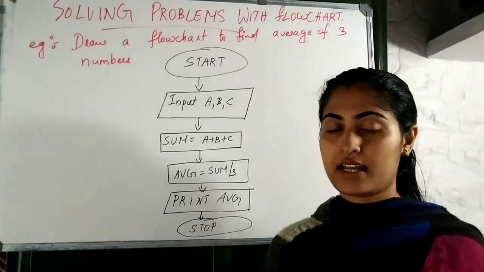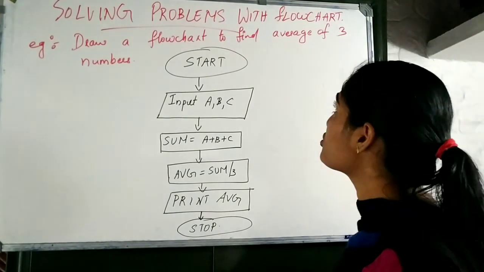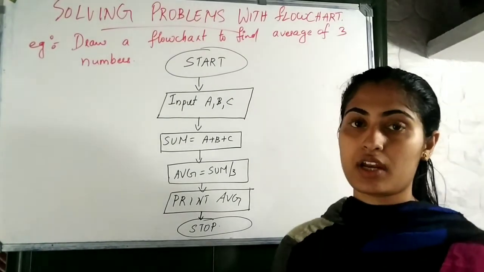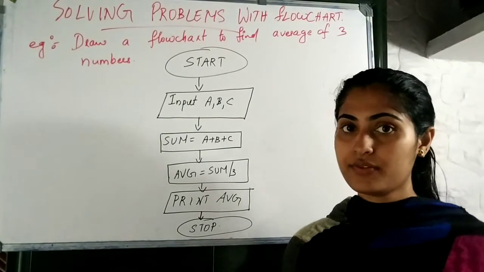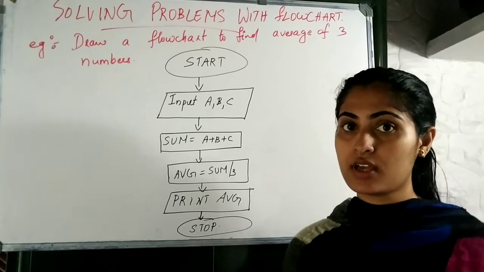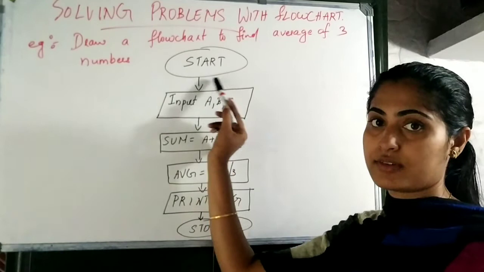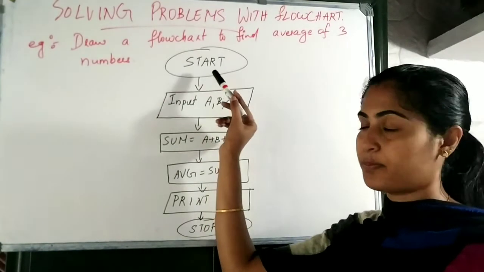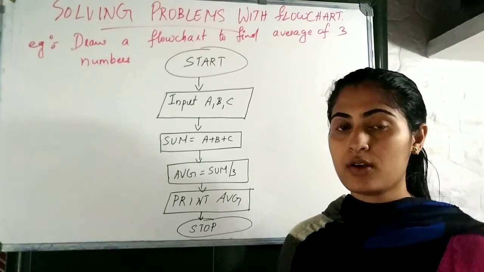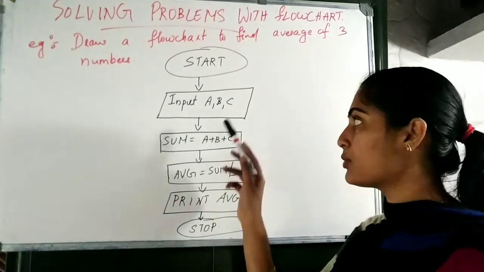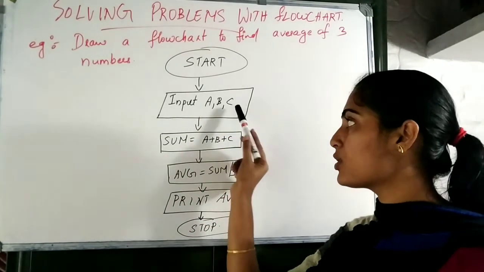Next, let us see an example of a flowchart. I want to draw a flowchart to find the average of three numbers. We have seen the algorithm for finding the average of three numbers. The first step was start. So here we use the symbol for start, that is the oval shape. Then the second step was to input A, B, C. For inputting use a parallelogram. Inside that you write input A, B, C.